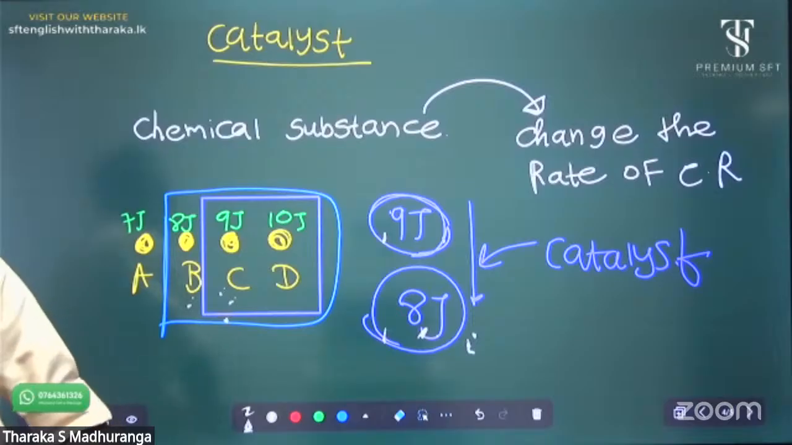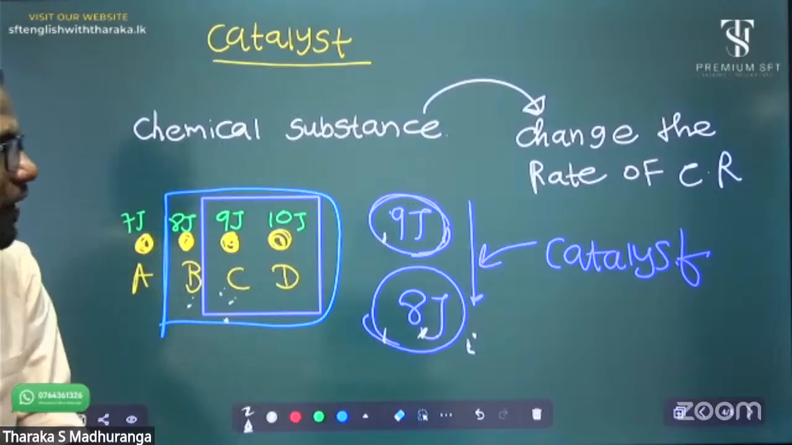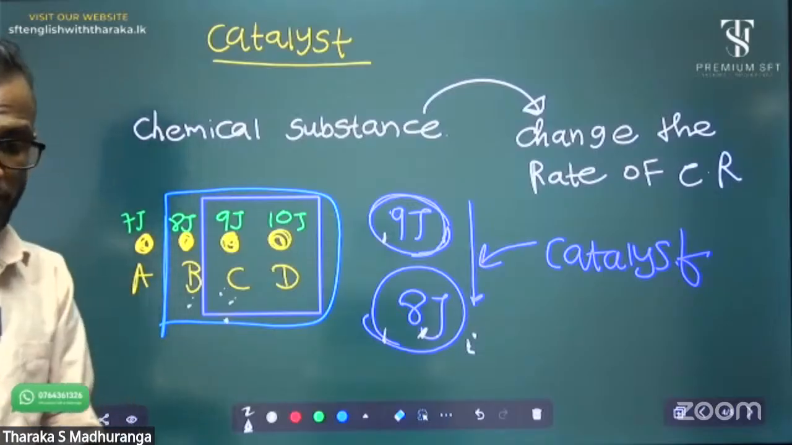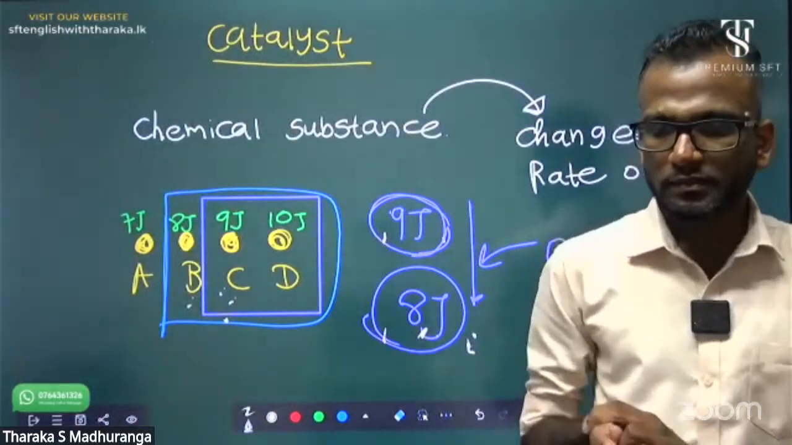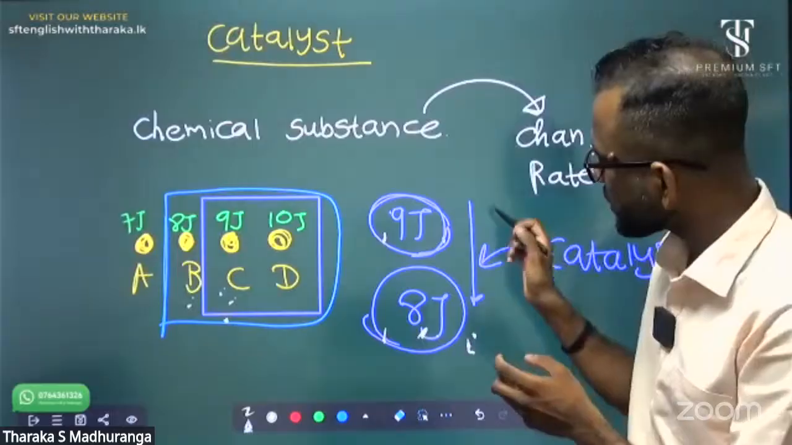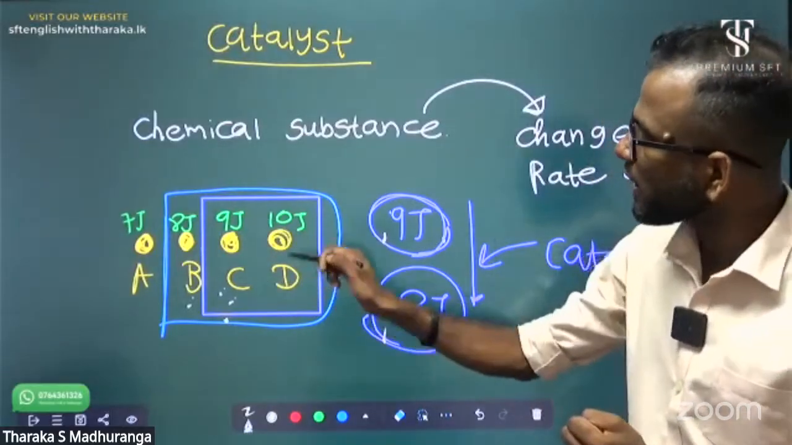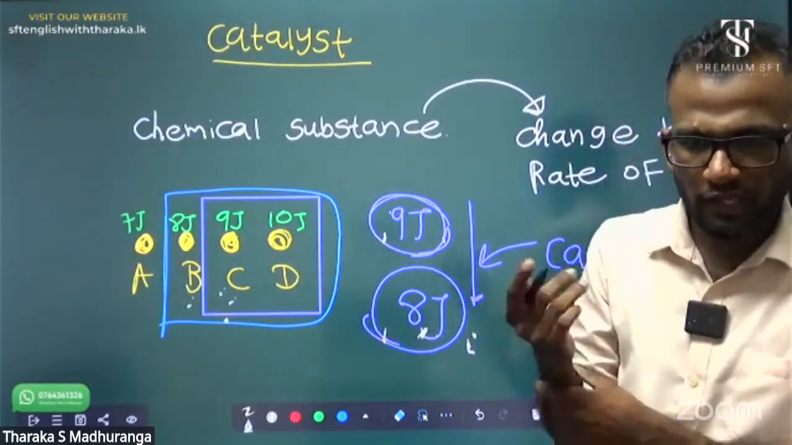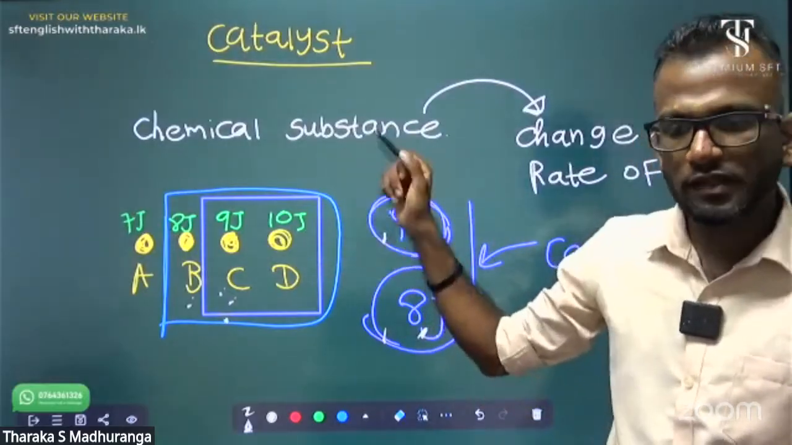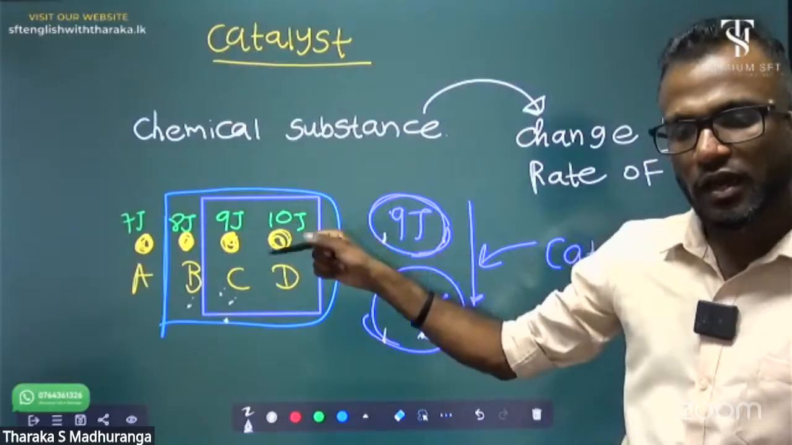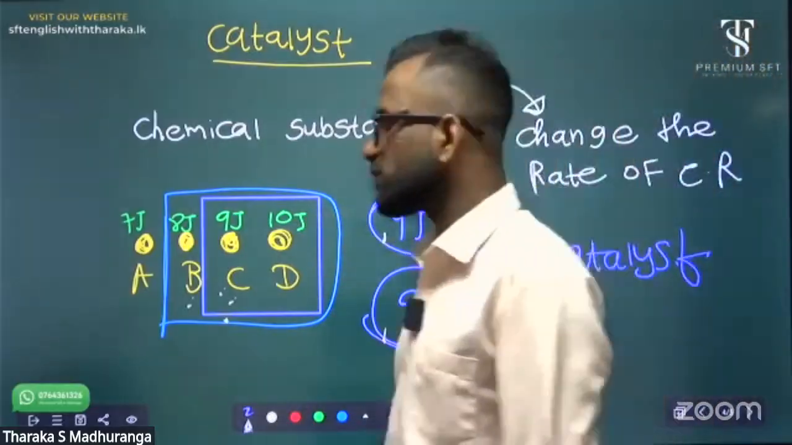This is the purpose of the catalyst. The catalyst's job is to decrease the activation energy for a particular reaction. Then activation energy decreasing means the number of molecules exceeding the activation energy is increasing. That means the number of molecules with sufficient energy increases. Increase in the number of molecules with sufficient energy is the reason for the increase in the rate of chemical reaction.